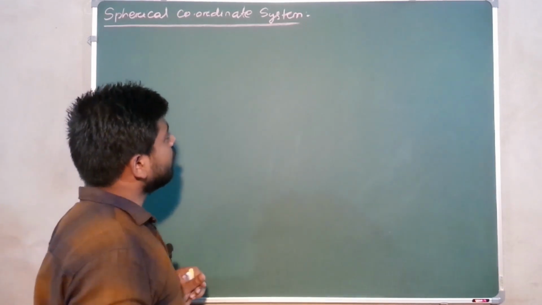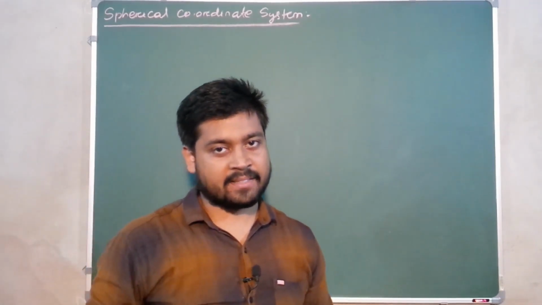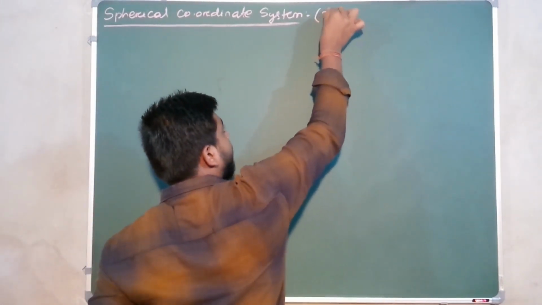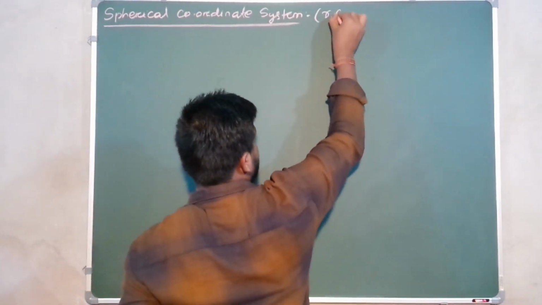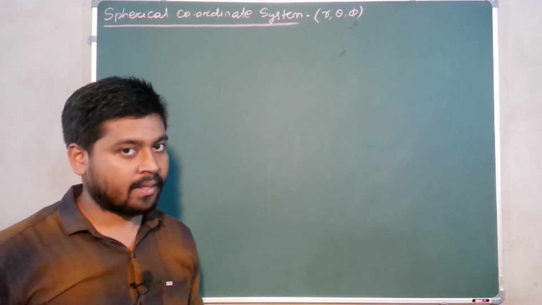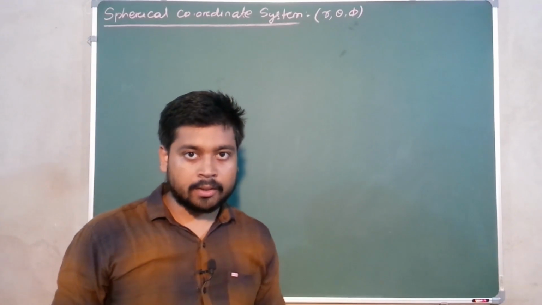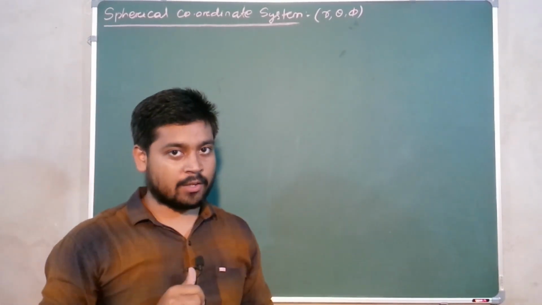We all are familiar with the Cartesian coordinate system in which we use x-axis, y-axis and z-axis. In spherical coordinate system, we use r, which is used for radius of the sphere, and then two angles are there, theta and phi: r, theta, phi. Here, first we have to derive a relation between spherical coordinate system and Cartesian coordinate system.